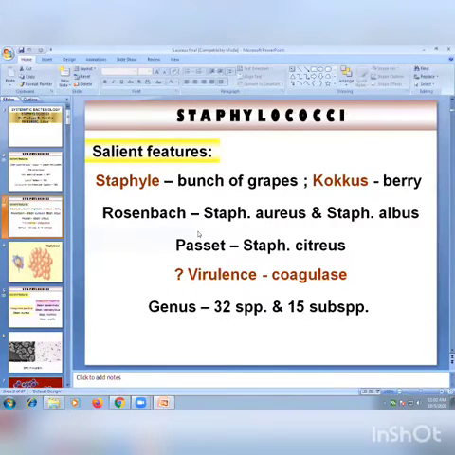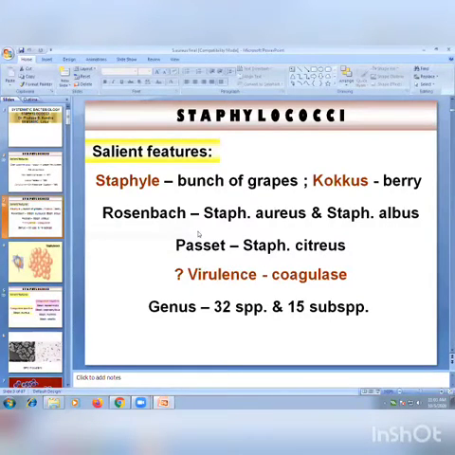Aureus means gold. Aureus produces golden yellow color pigment on nutrient agar, and Staphylococcus albus produces white color pigment on nutrient agar plate. Rosenbach discovered these two species in 1884, and in the next year, 1885, another scientist, Passet, discovered one more species from the skin, Staphylococcus citreus, which produces lemon yellow color colonies. So aureus, golden color; albus, white color colonies; and citreus produces lemon yellow color colonies.